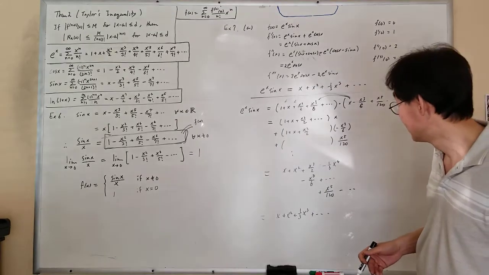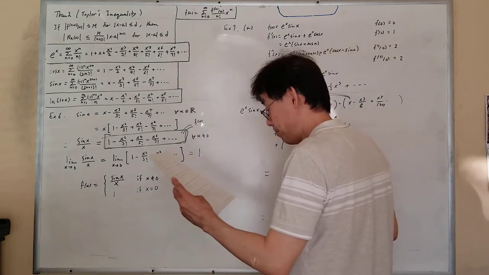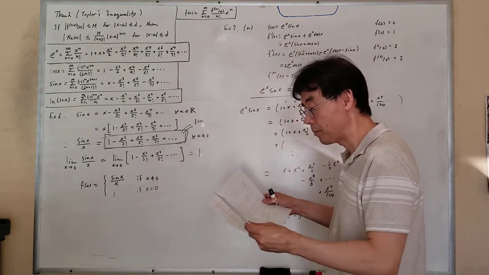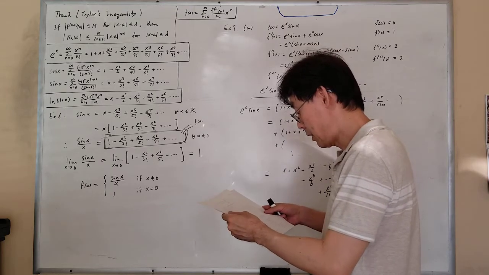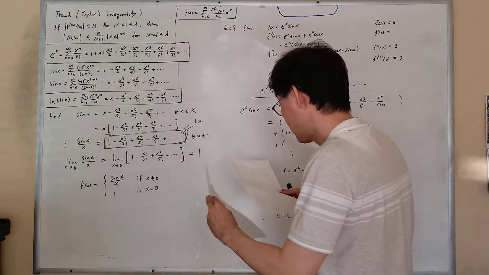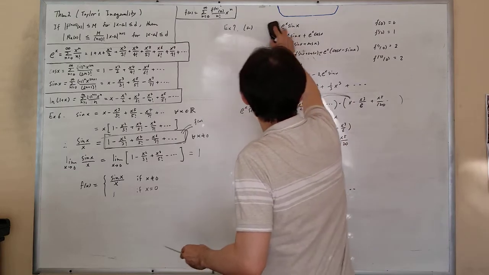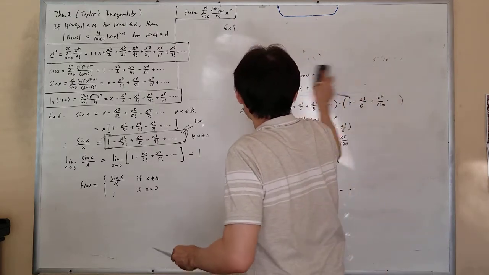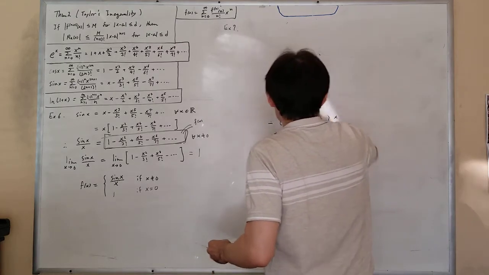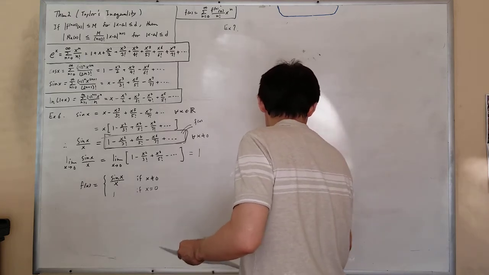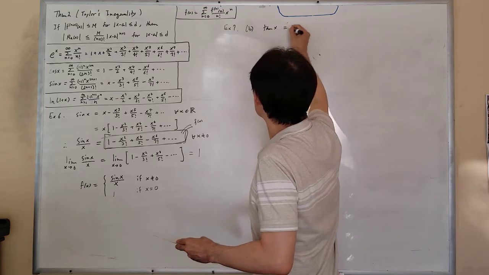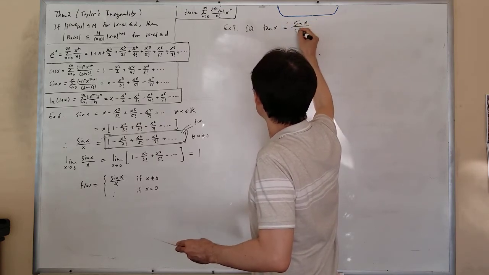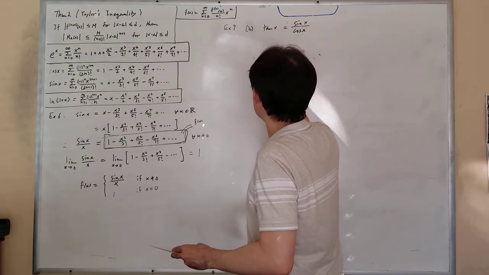Okay? Alright. That was e to the x. And let's do, last one was tangent of x, let's say b. Tangent of x. Again, you can do this one.